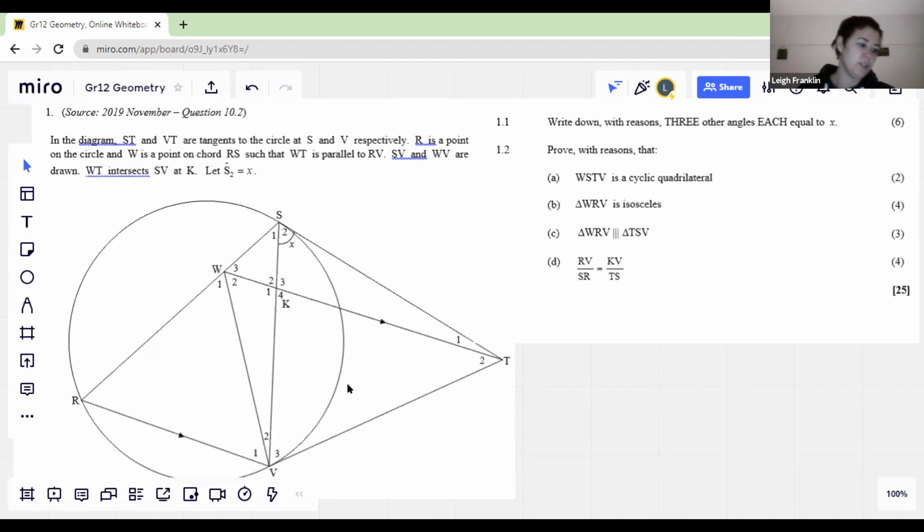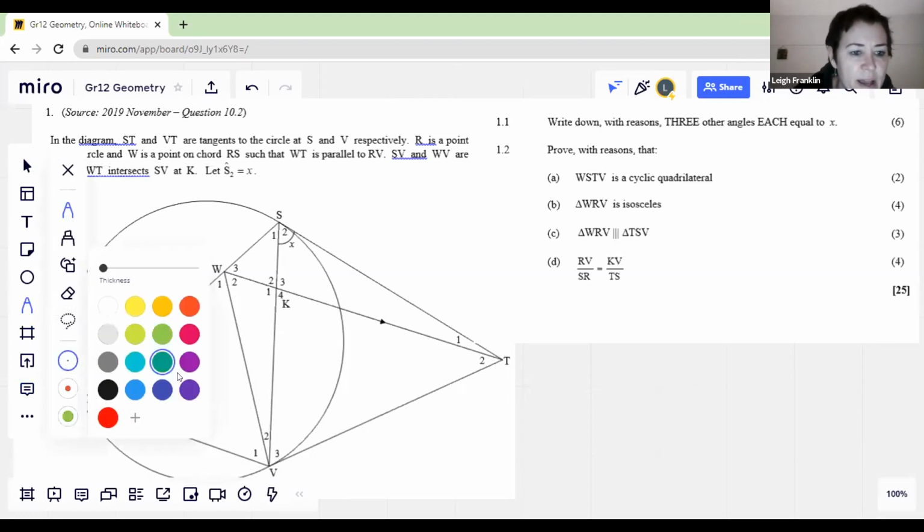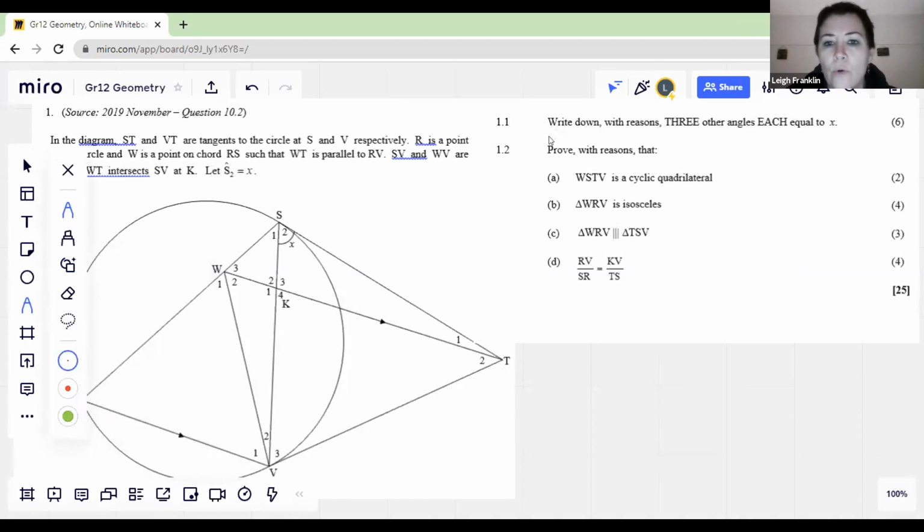Anybody got another suggestion to make? Me, ma'am. Go for it. Swelly Claire, which one? R, because of tan chord. Ah, good. I'm well impressed. Nice. Do the rest of you see that? Okay, tan chord. Lovely. All right, so R is equal to X because of the tan chord theorem. Good. Okay, so R is equal to X as well.